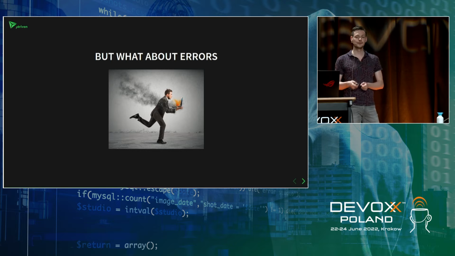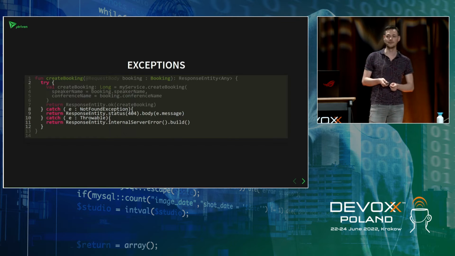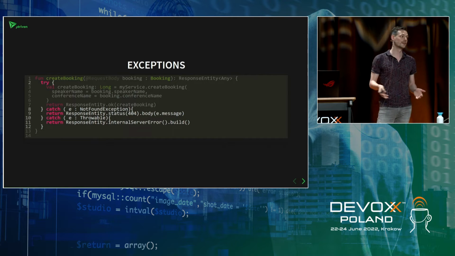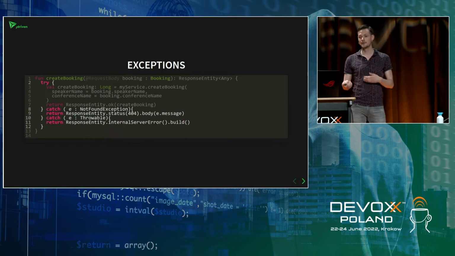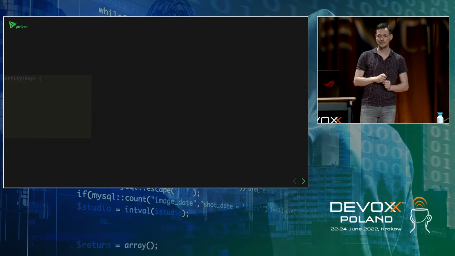Well, one thing we could do is just make sure that our repositories throw a not found exception in case something couldn't be found, and just surround this with a try catch. And just see if a not found exception was raised, we'll return a 404, and otherwise we return an internal server error. And this will work, but I think we can improve this using eithers. So let's see how that would look.